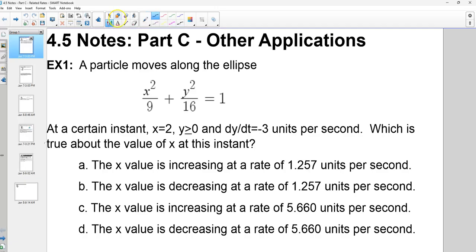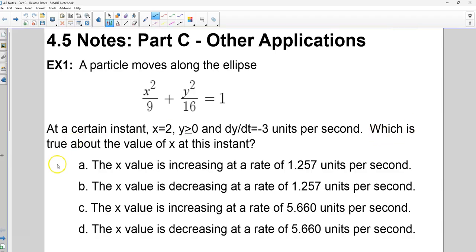In this case, a particle moves along the ellipse. At a certain instant, x equals 2, y is greater than or equal to 0, and dy/dt equals negative 3 units per second. Which is true about the value of dx/dt at this instant? And this is going to be a calculator active problem. We can tell that from the answer choices. I should have probably put a calculator here, right? So it's going to be a calculator active problem.